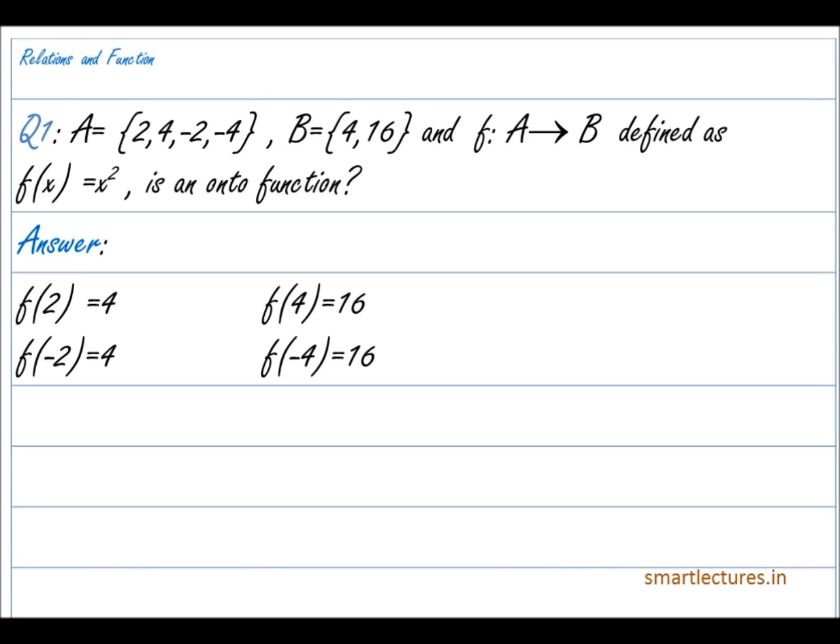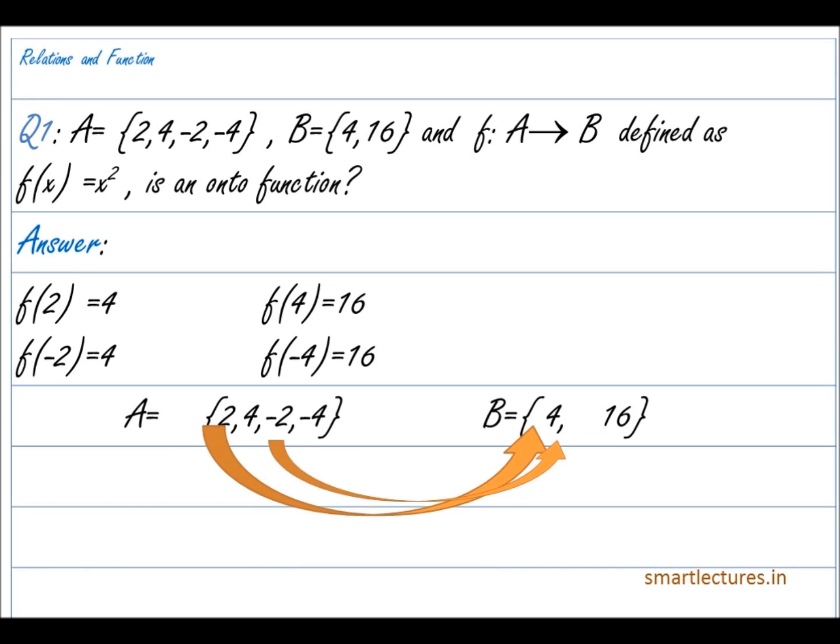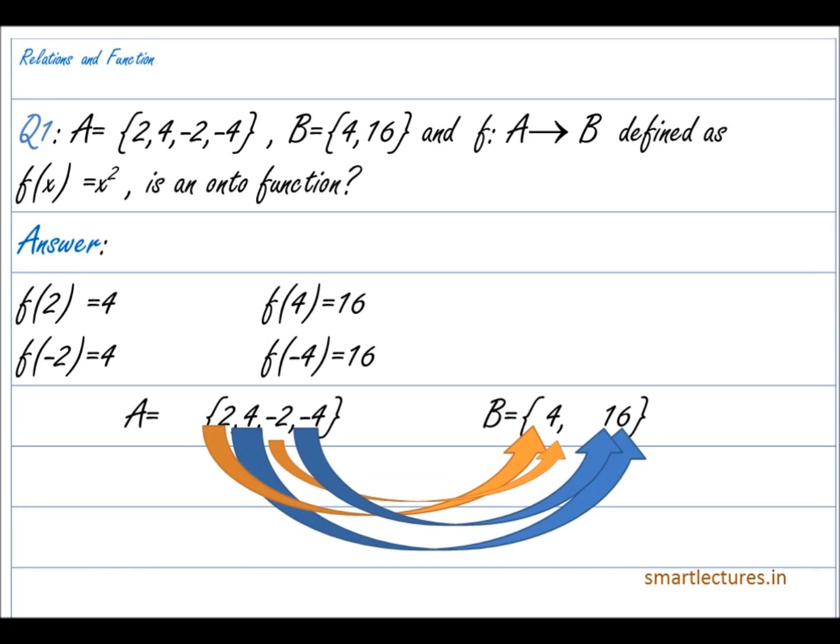Now here you can see the elements in set B, which are 4 and 16. Now 4 is the image of 2 and minus 2. Similarly, 16 is the image of 4 and minus 4. So that means all elements of set B have at least one pre-image in set A. So as per the definition of onto function, the given function f of x is an onto function.